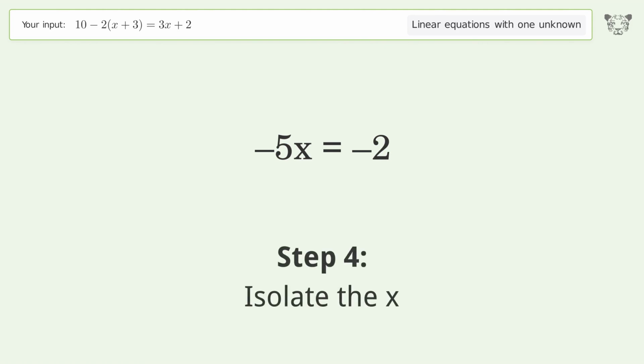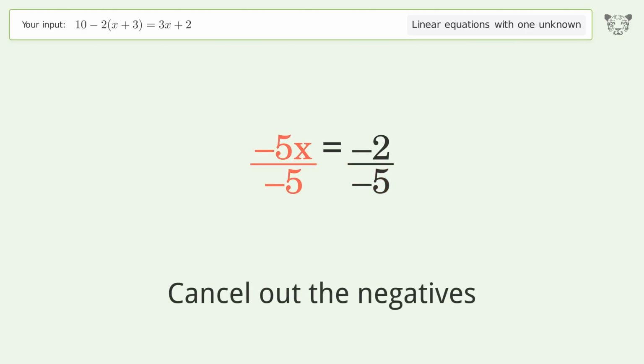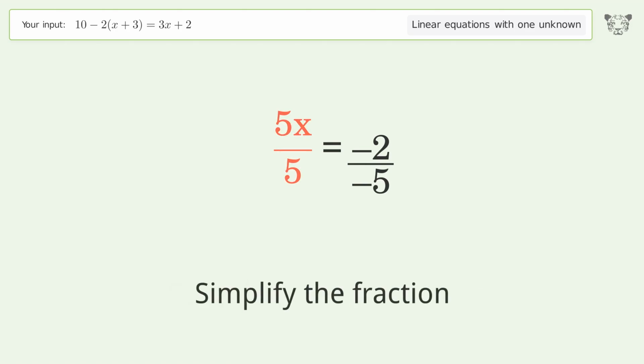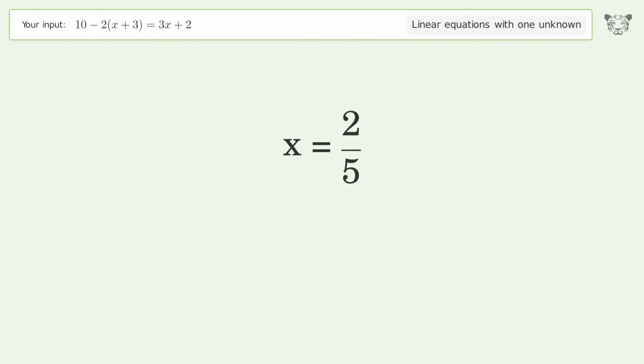Isolate the x. Divide both sides by -5. Cancel out the negatives. Simplify the fraction. Cancel out the negatives. And so the final result is x equals 2 over 5.